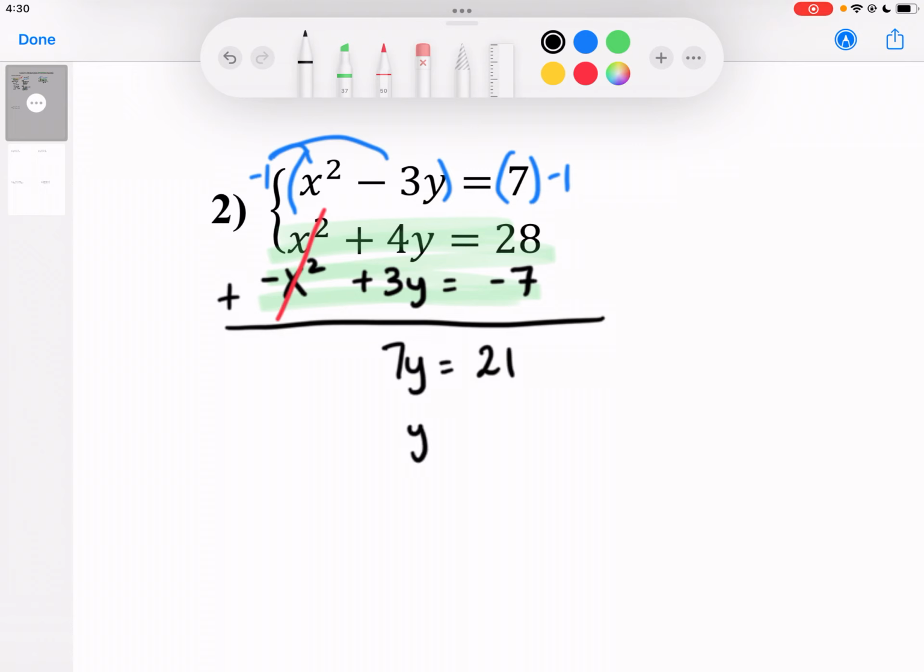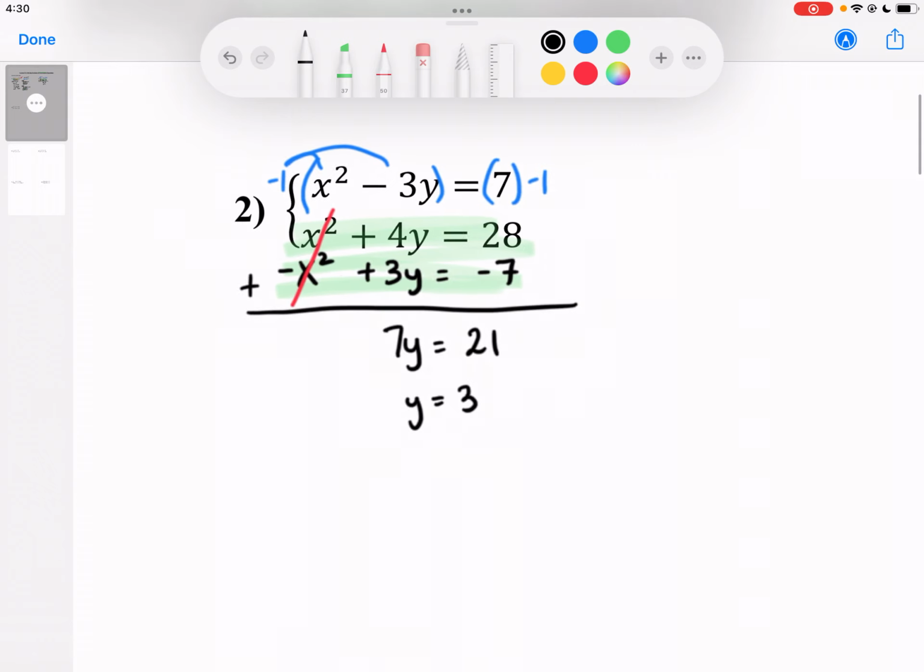And this becomes pretty easy. Just divide by 7 and you get y is equal to 3. So in this case, we only got one y value. Now that doesn't necessarily mean there's only one answer. So let's go ahead and plug that y back into one of those equations.